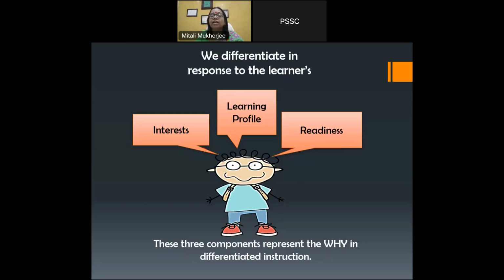Okay. Then the learning profile of the child. Maybe he's a visual child and you are doing kinesthetic. The child is not interested. Maybe he's an auditory child and you are doing visual. The child may not be interested. Maybe he's a visual child. You are always doing lecture method. The child is not interested. So you have to take care of the learning profile of the child also.